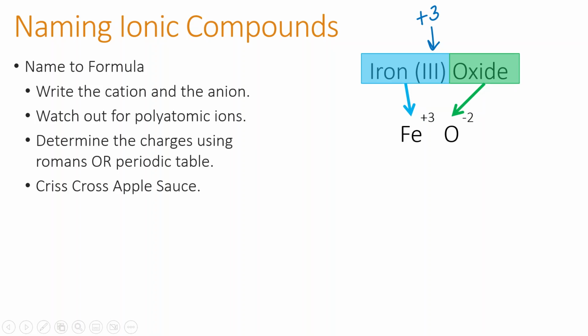So again, we're aiming for +6 and -6. I can crisscross these charges. That gives me 2 irons that are each +3 and 3 oxides that are each -2. Again, that adds up to 0. So Fe2O3, this is actually rust.